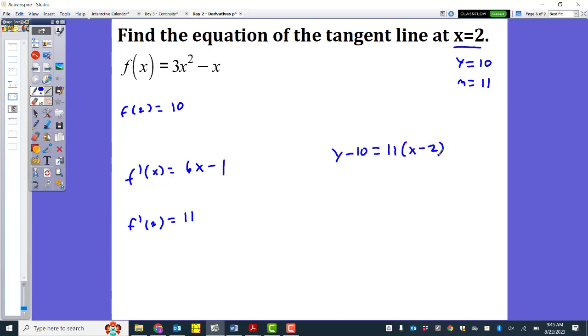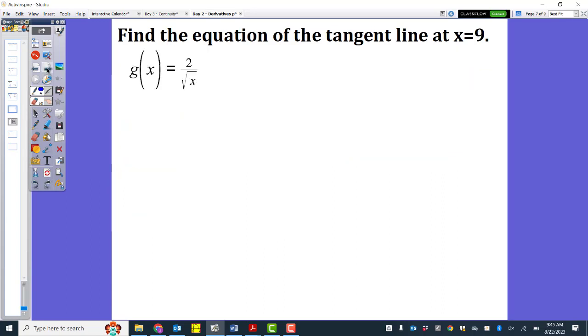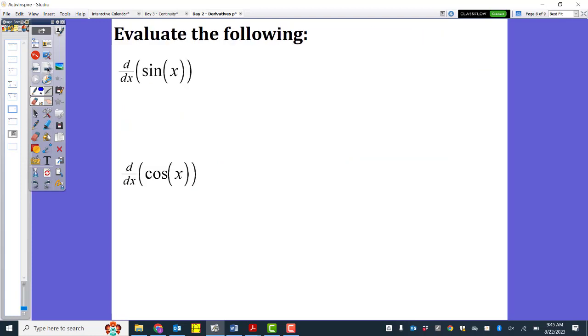One thing to note about the derivative, you have to wait to plug in your x value until after you take the derivative. I've seen people try to plug in 2 and take the derivative at the same time. That doesn't work. You have to take the derivative first, and then you can plug in your x value. All right? I'm not going to do another one of these. This one is very similar to the one we just did. Just make sure you're doing your derivative properly.